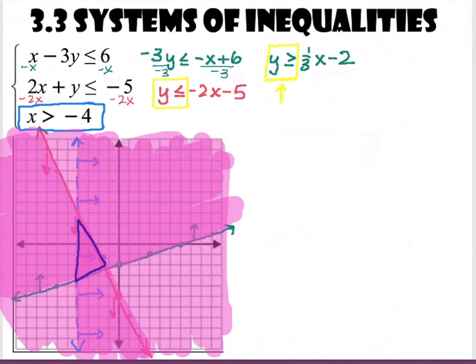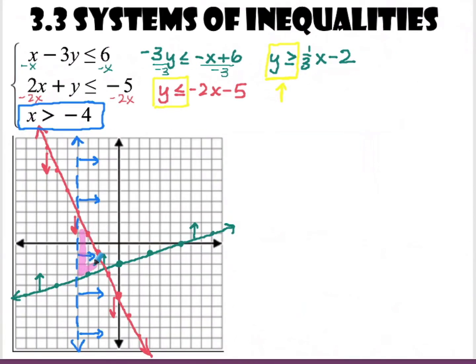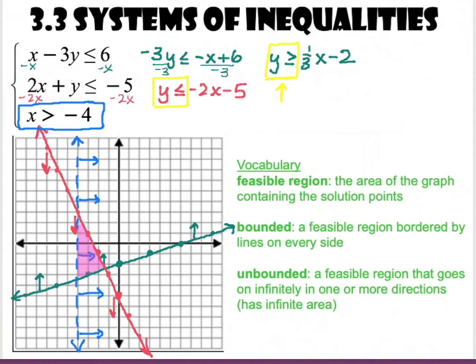And that tells me that my final answer is just the area right in here. It's still infinitely many points. Lots of different points if you consider all the decimals and everything. Lots of solutions to this system, but anything in that little region will be a solution to all 3 inequalities. A little vocabulary, that region is called the feasible region. It's the area where all the solutions are. This one's a bounded feasible region because it has borders on every side. An unbounded feasible region would just go on forever, and we'll see an example of that coming up.